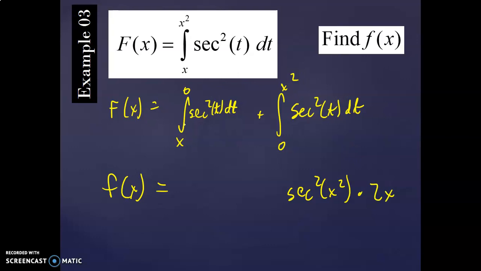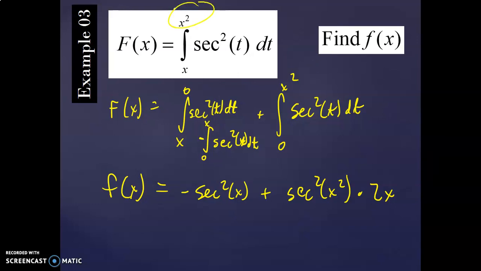On this one, I can't do it yet because the limits are in the wrong place. I need the constant on the bottom. So before I would actually take the derivative of this, I would rewrite it and put a negative out front and switch the limits. Sorry, secant squared of t dt. So then when I plug in x, I would have negative secant squared of x. I don't have to multiply by anything here because the derivative of x with respect to x is 1.